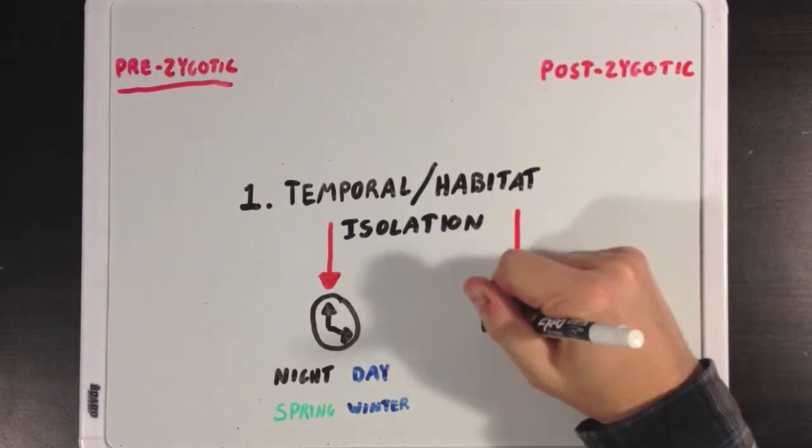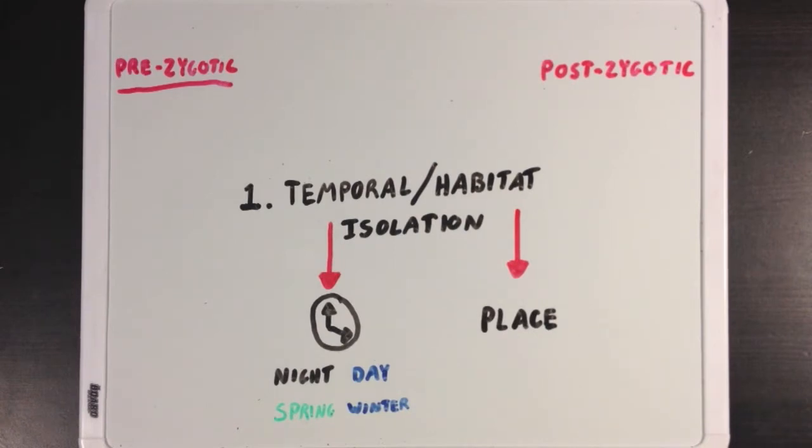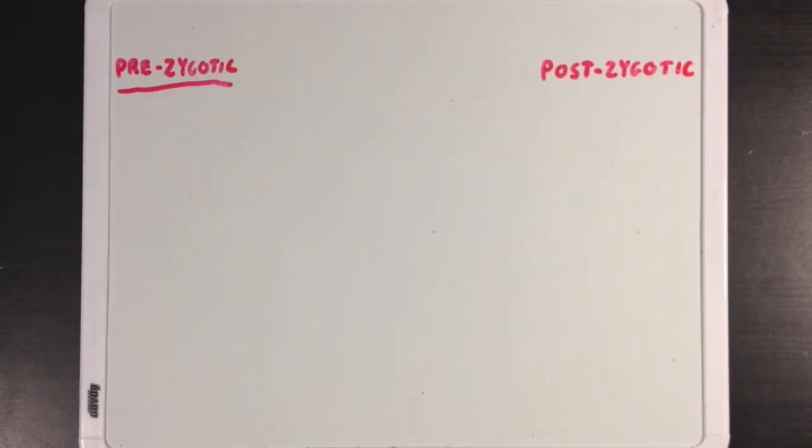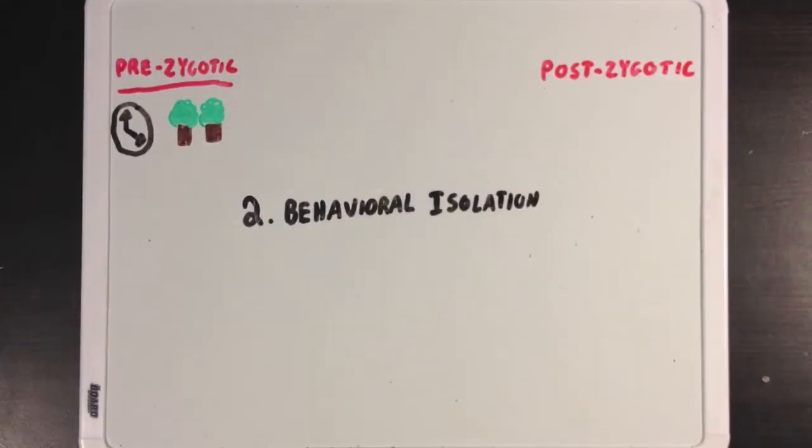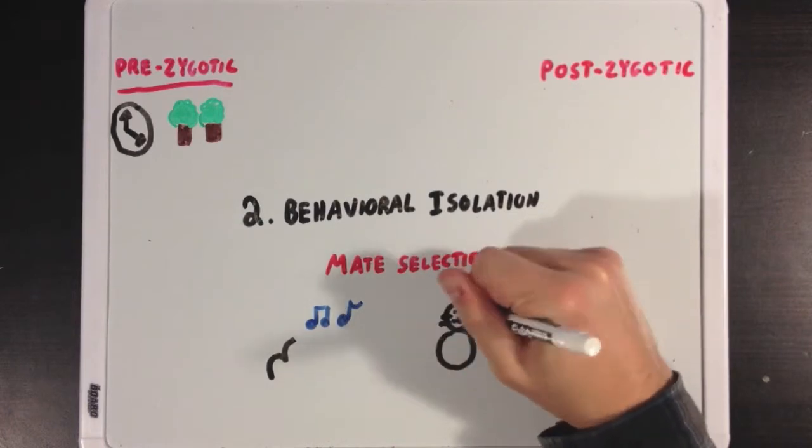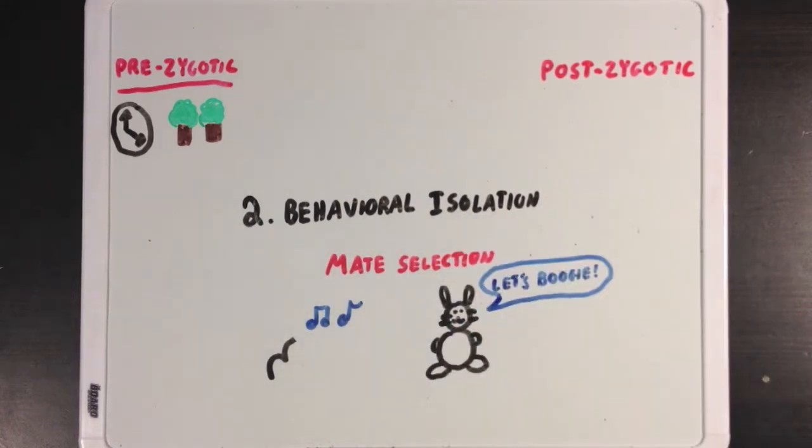Habitat isolation refers to the place where the organisms mate. Some may prefer mating in the forest, while others prefer mating in the mountains. And if two organisms don't find mates in the same place, then they are also isolated. If time and place aren't a problem, then the next barrier is behavioral isolation, which refers to mate selection and how organisms go about attracting a mate. Now, not all organisms will attract a mate the same way. Perhaps one animal, like a bird, will attract a mate by singing a song, whereas this bunny rabbit may do a little dance to attract a mate.